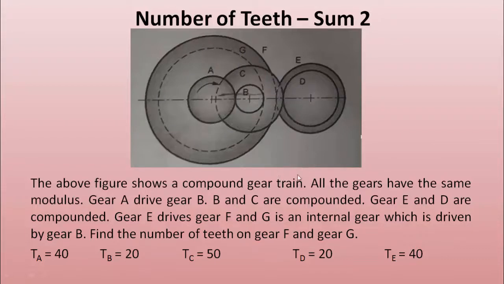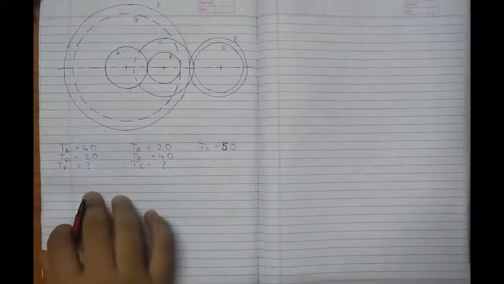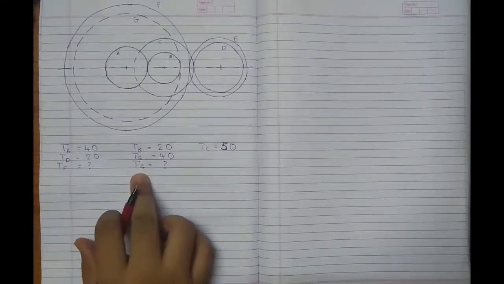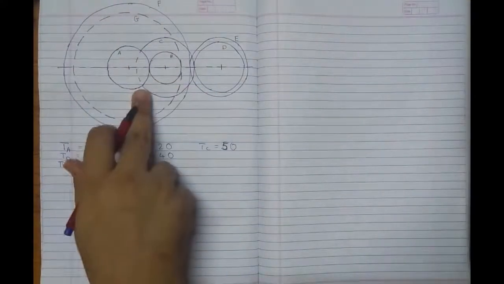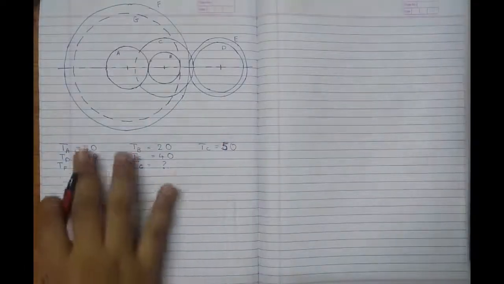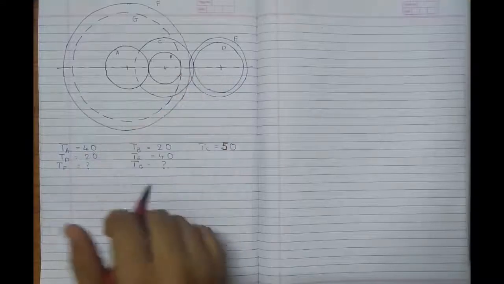Okay, so what we have to find is the number of teeth on gear F and number of teeth on gear G. They have given us the other teeth. Okay. So I have drawn the diagram over here and I have written down the given data. So we have to find the number of teeth on F and number of teeth on G. They haven't given us the module of all these gears, but they have told us that the module is constant and equal to something. That is, the module of all these gears is equal to each other.